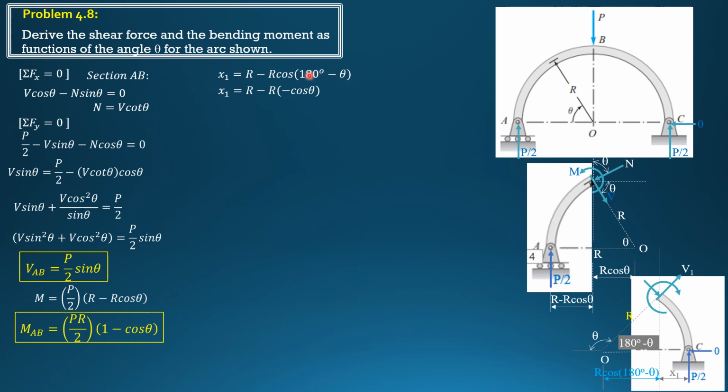So if we expand cosine of 180 degrees minus theta, then it is equal to cosine 180 cosine theta plus sine 180 sine theta. Sine 180 sine theta is 0. So cosine 180 cosine theta is negative cosine of theta. So this portion is negative cosine of theta. So x sub 1 therefore is r minus r times negative cosine theta, or r times quantity 1 plus cosine theta.